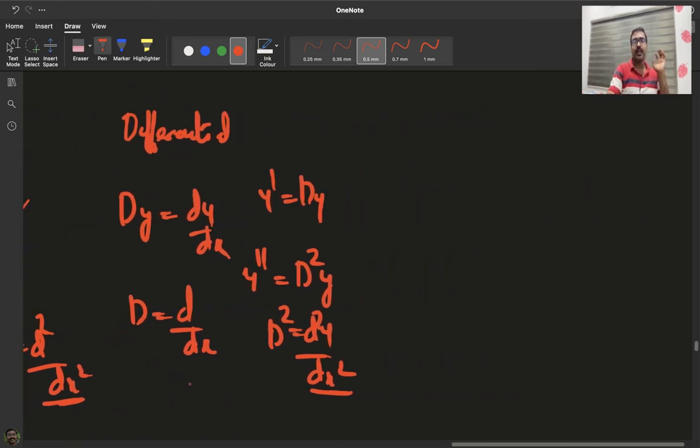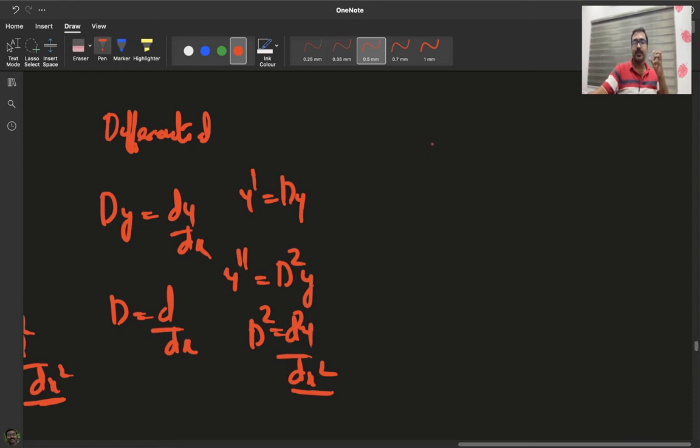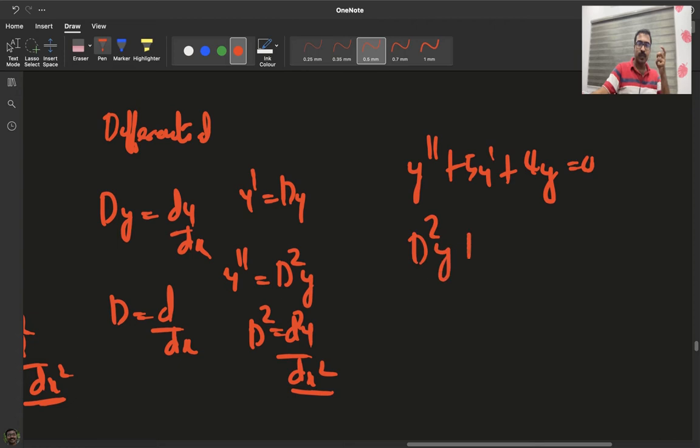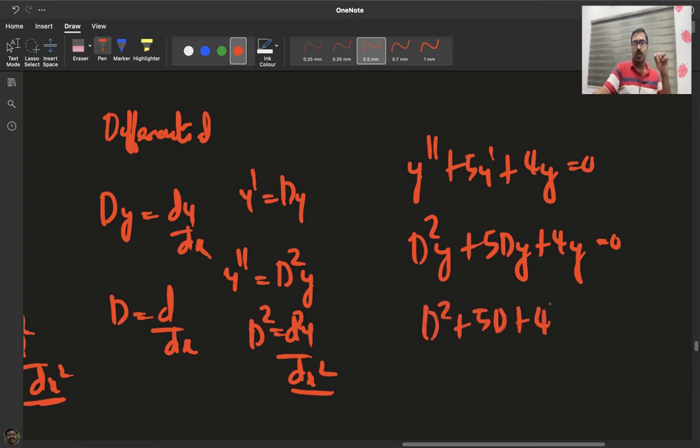Okay, so let us play with this notation a little bit. Suppose I have an equation like y double dash plus 5y dash plus 4y is equal to 0. Can you write it in D form? This can be written as D squared y plus 5 Dy plus 4y is equal to 0. Or if I factor y outside, it will simply be (D squared plus 5D plus 4) of y.